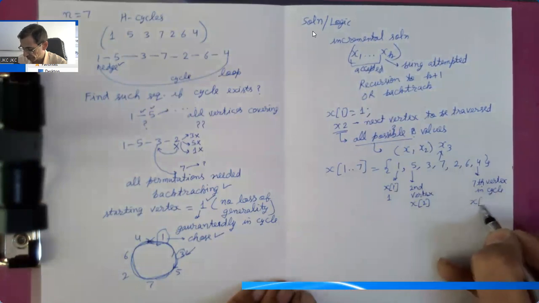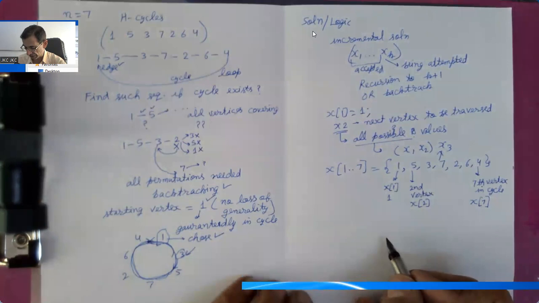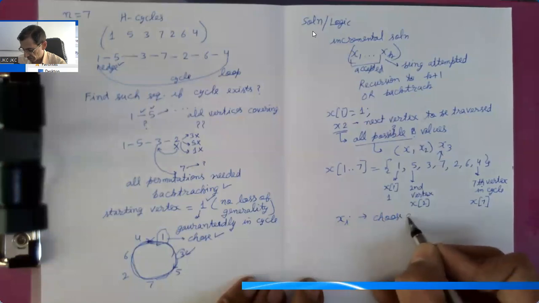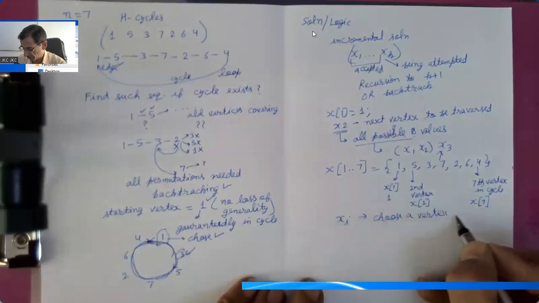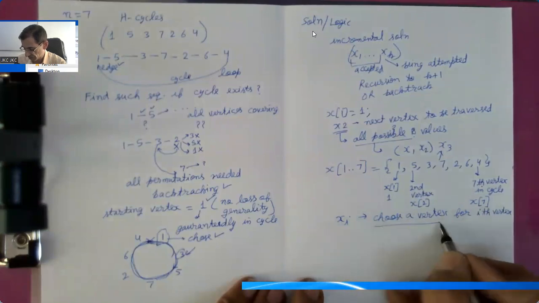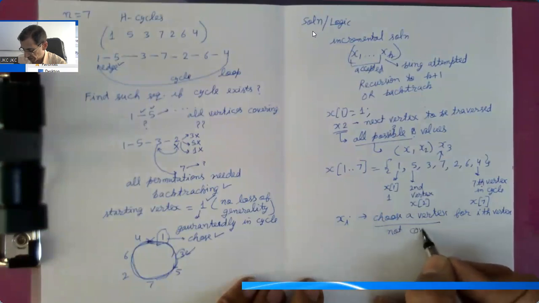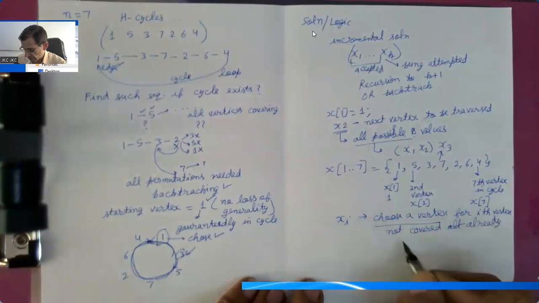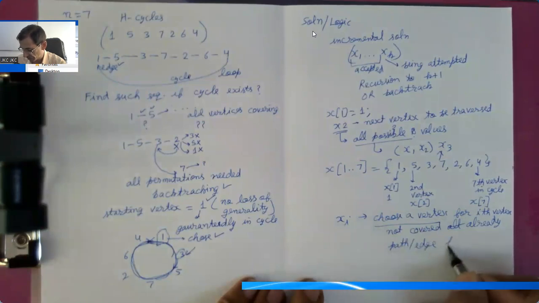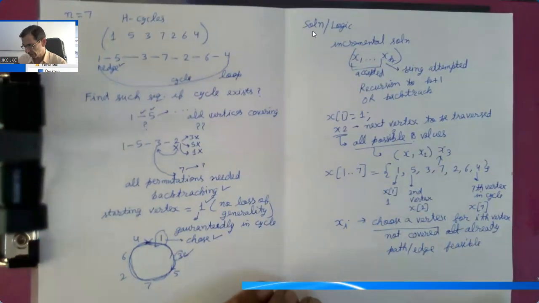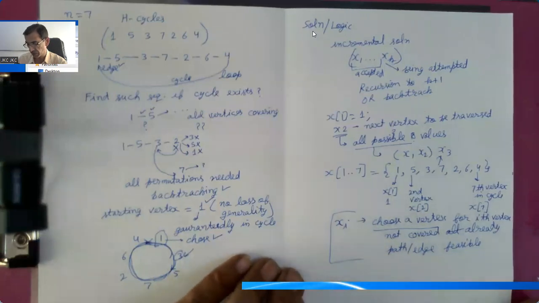So effectively, this will become the value for x7. This means every time I have to choose xi, choose a vertex at the ith step. Which one will be this vertex? Obviously, not covered already, one thing. And secondly, the path or edge is still feasible. And if it is the last, obviously the cycle is still feasible. All this logic, we have to again implement.